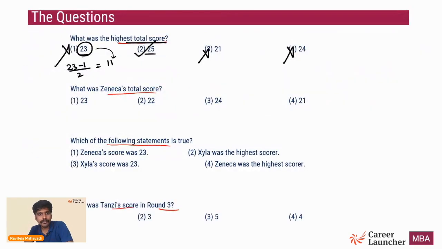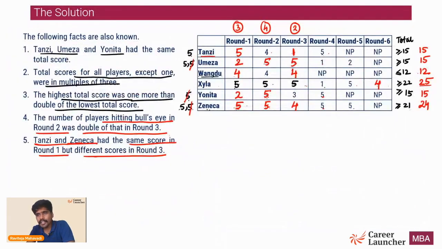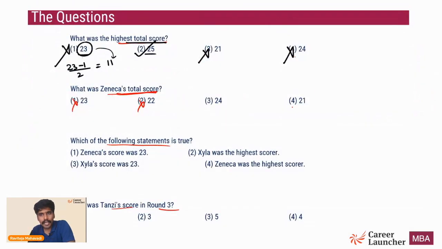I don't think there should be any issue in answering any of the questions now. What was Z's total score? It could not have been 23 or 24 any which way. In the very beginning we had figured out that it is greater than or equal to 21. It had to be 21 or 24, but because T and Z cannot have the same score in round 3, it will be 24.